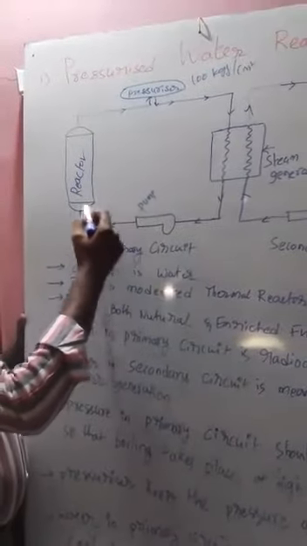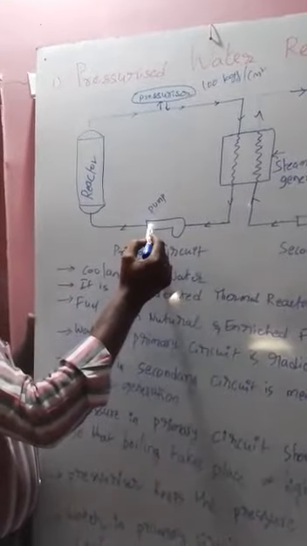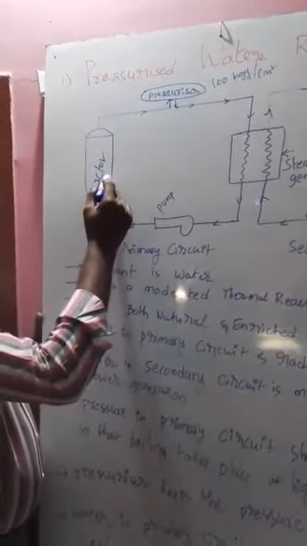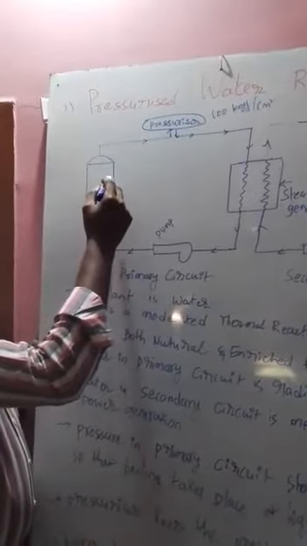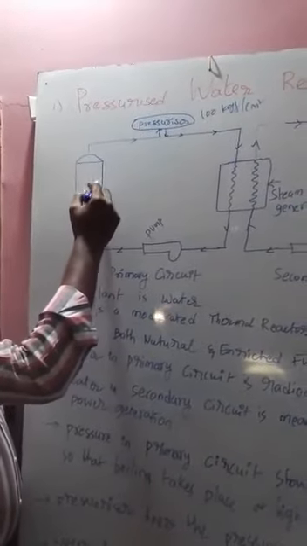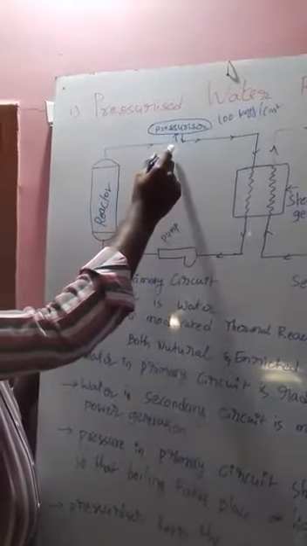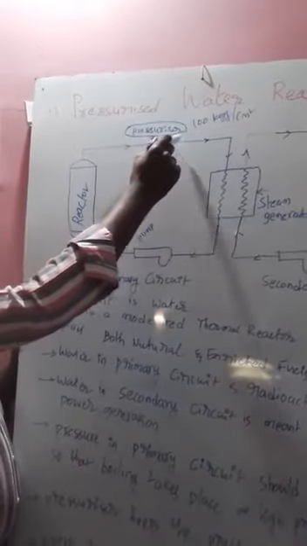Let us see the working principle. The coolant here is water. The working fluid in this primary circuit is water. This water enters the nuclear reactor and absorbs the heat, and it changes its phase, so steam will be produced. This produced steam will enter the pressurizer. After increasing its pressure, it enters the steam generator.